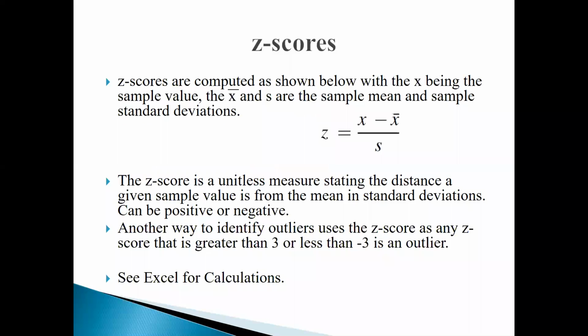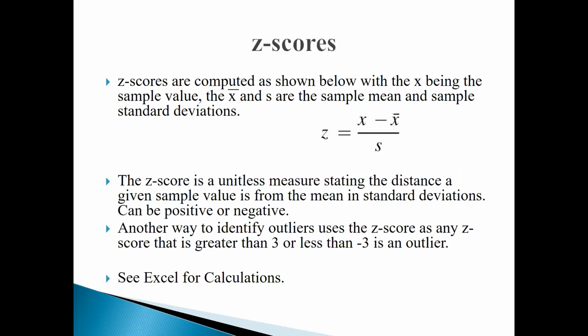Z-scores. Well, Z-scores are computed as shown below here. We take x minus x bar over s, with x being the sample value, and x bar and s are the sample mean and the sample standard deviation. And so as long as we know those items, we can calculate the Z-scores. Now the Z-score is a unitless measure stating the distance a given sample is from the mean in standard deviations, and it can be positive or negative.